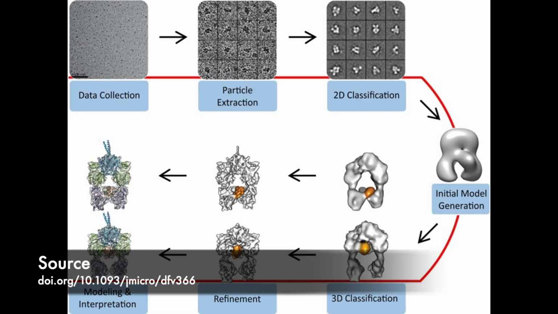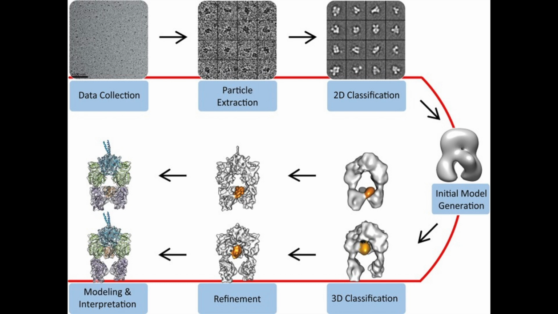So, looking at a flow chart of what happens now that I've collected all of my data, which is roughly 4,600 movies, or basically 4,600 recordings of the sample using the electron microscope. The first thing it says here is particle extraction, but really the first thing you have to do is motion correction. This is all done by a program for me. I don't do any of the calculations myself.